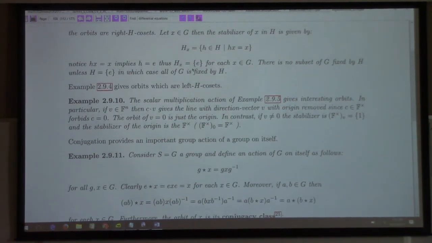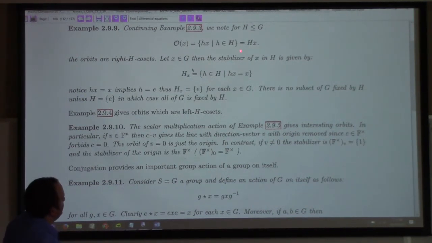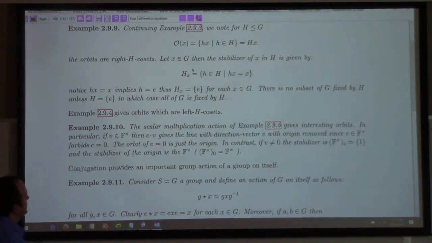All right. So again, this is the multiplication by elements. So just like Kang was telling me a second ago, the right coset. What's the stabilizer of x? It's just what? It's exactly H, right?